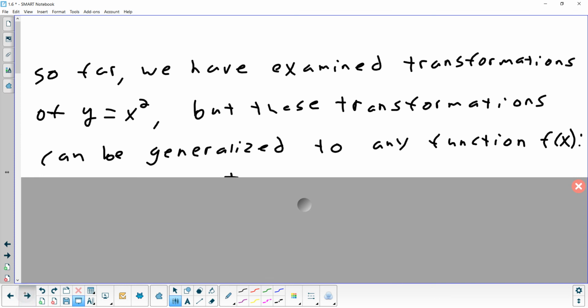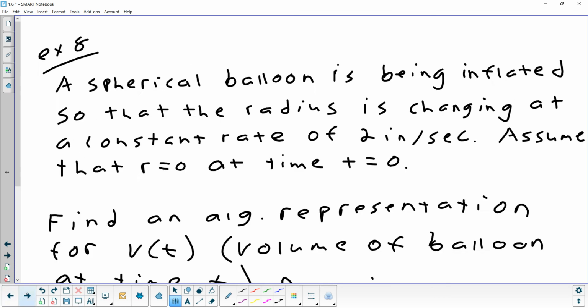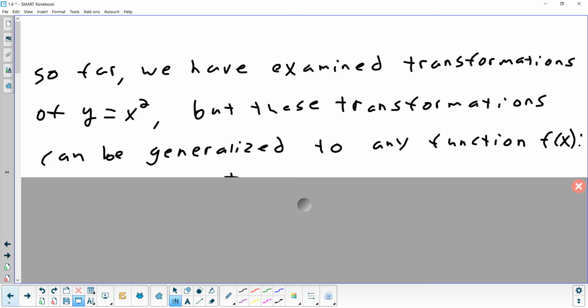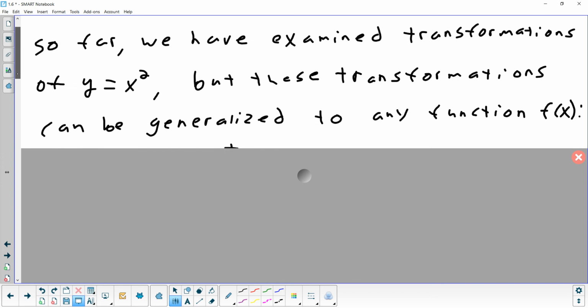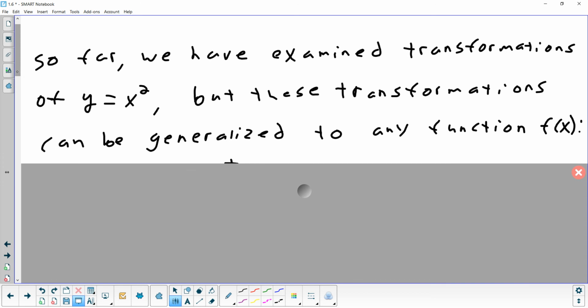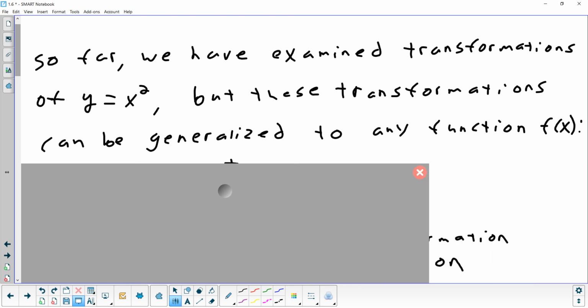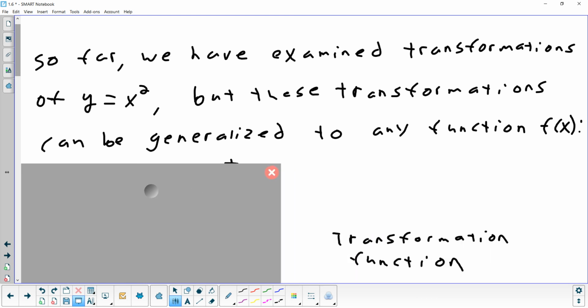Okay, so this I think is the last thing we're going to talk about, which is kind of generalizing what we did yesterday. We added numbers in certain spots and caused the graph to shift up, shift down, left or right. But those transformations that we learned yesterday, they apply to any function.